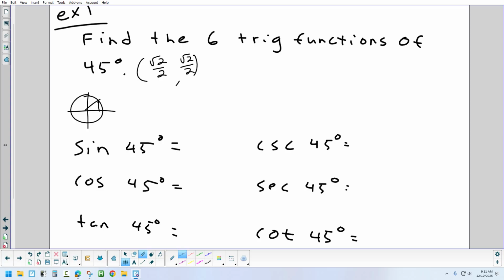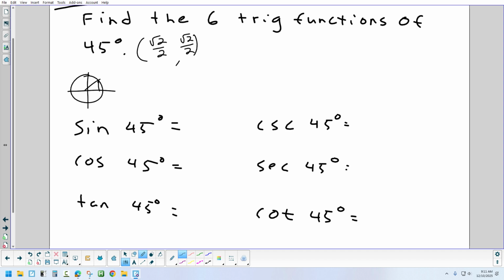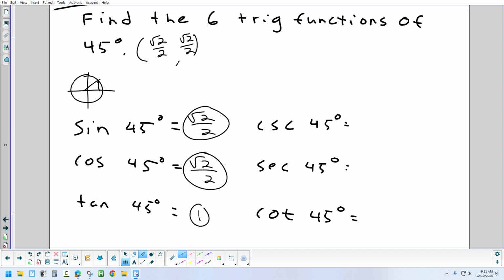Okay, so let's go through all 6 of them. I know we just did it in the homework, but we'll do it one more time. What's the sine of 45 degrees? Yep, root 2 over 2. Cosine of 45 degrees? Yep, root 2 over 2. The only reason they're the same is because the x and the y are the same. Generally, they're not always the same, so you don't want to mix them up. And how about the tangent? Yep, 1.